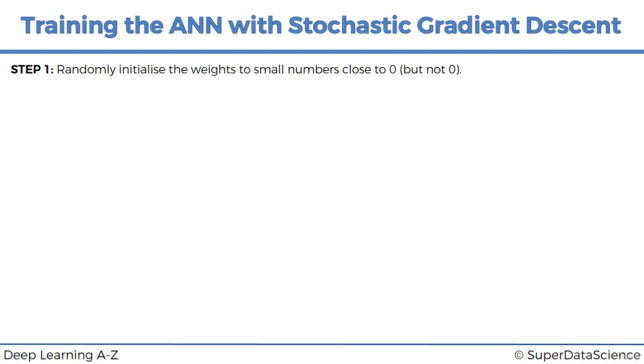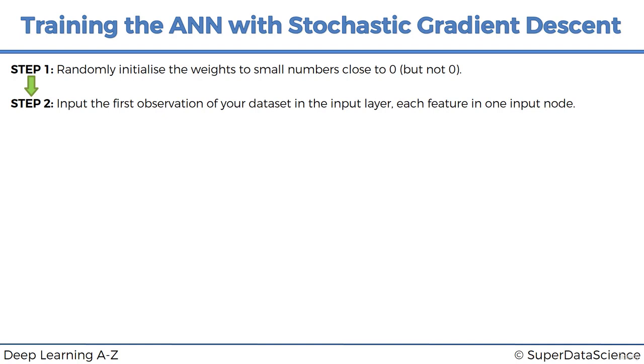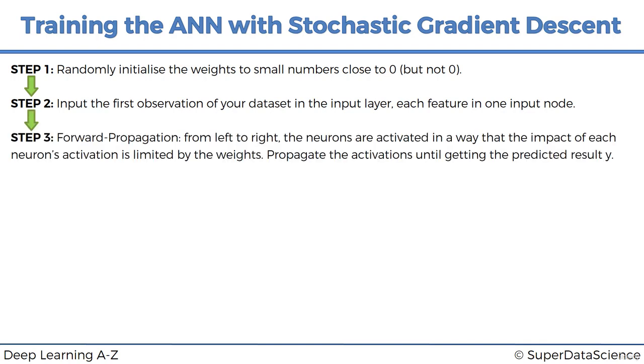Then step two, input the first observation of your dataset, the first row, into the input layer. Each feature is one input node. So basically, take the columns and put them into the input nodes. Step 3, forward propagation from left to right. The neurons are activated in a way that the impact of each neuron's activation is limited by the weights. So the weights basically determine how important each neuron's activation is.